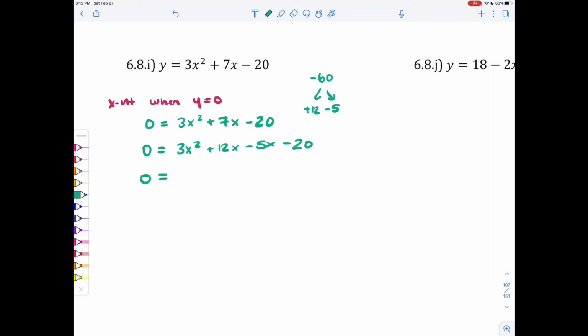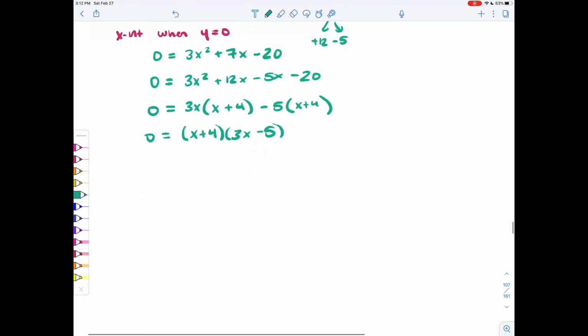Since I'm solving by decomp, I have a little bit of extra work to do here, but that's a-okay. I take out x plus 4, and I'm going to take out a minus 5 here, which gives me x plus 4. After factoring, I get x plus 4 and 3x minus 5. You could have also done this through logical reasoning. Either would have been fine.